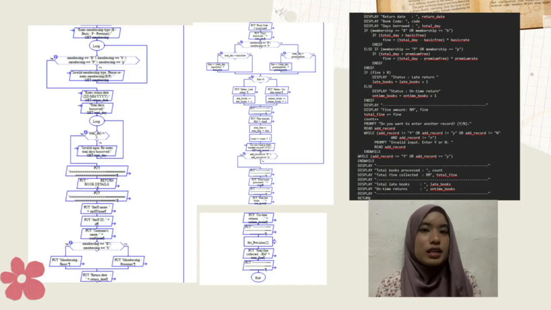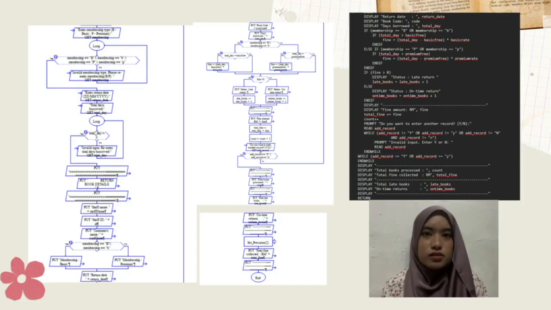The system will then update the counters for late return and on-time return accordingly. At the same time, the fine amount is added to the total fine collected. At the end of each record, the system asks whether the user wants to continue entering another book return. If the user chooses to continue, the process will repeat. If the user chooses not to continue, the system will display a summary.